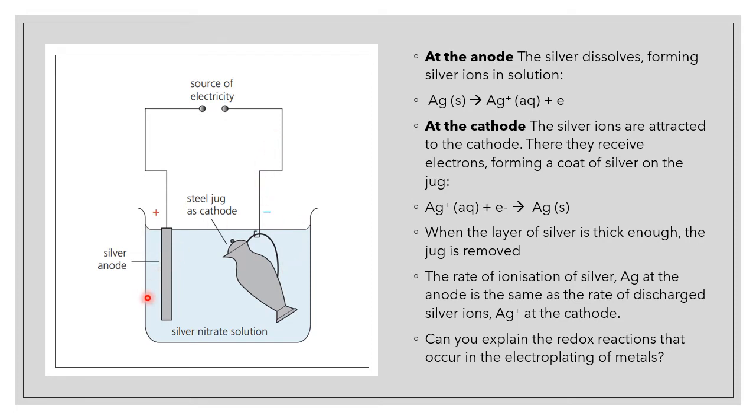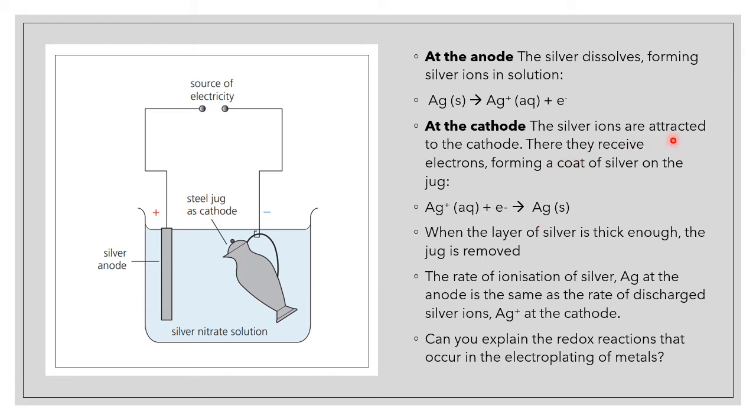At the anode, silver will dissolve by releasing electrons and form silver ions. So here is the half equation. The silver electrode releases electrons to become silver ions, Ag+, while the silver ions will move to the cathode and discharge on the surface of the steel jug. So at the cathode, the silver ions will receive electrons to become silver metal.